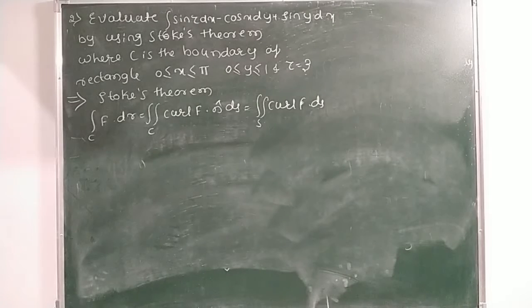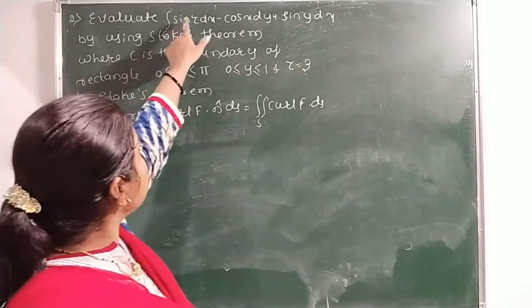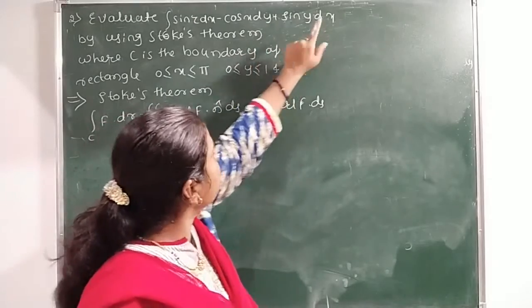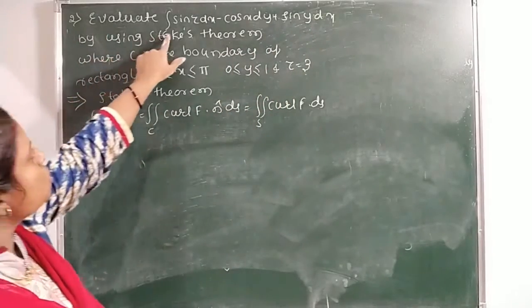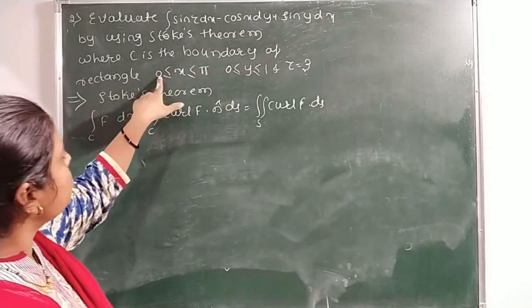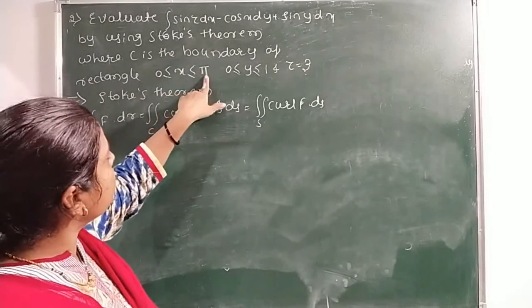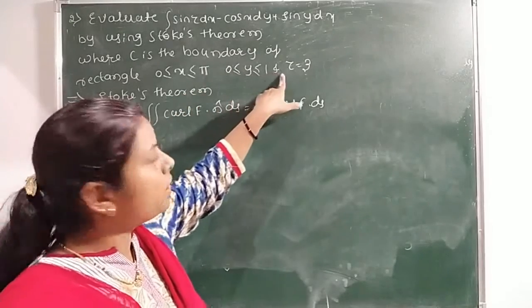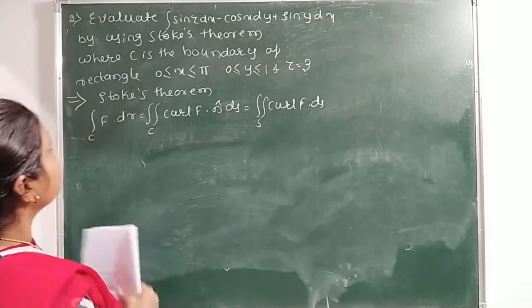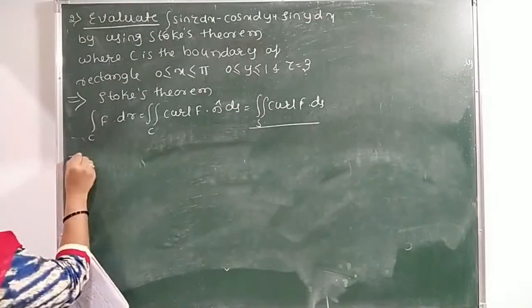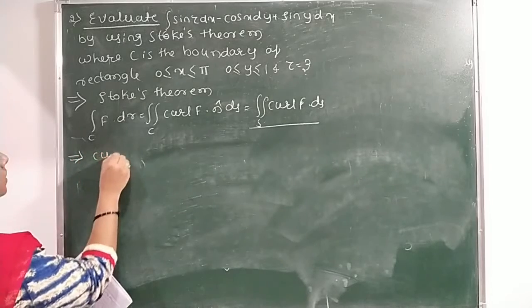The second example is: evaluate the integration over c of sin z dx minus cos x dy plus sin y dx by using the Stokes theorem, where c is the boundary of the rectangle 0 is less than or equal to x less than or equal to pi, 0 is less than or equal to y less than or equal to 1, and z is equal to 3. Here also they asked to evaluate, so take only the RHS part, that is curl.